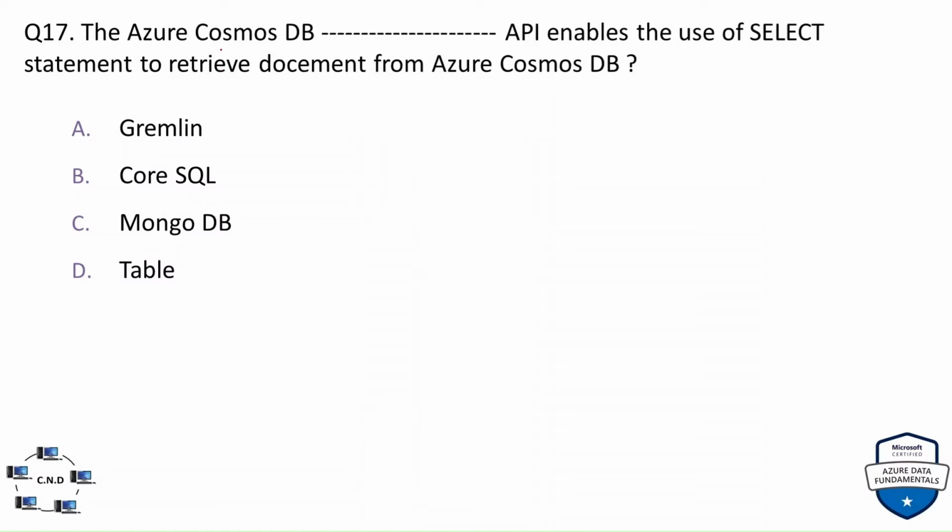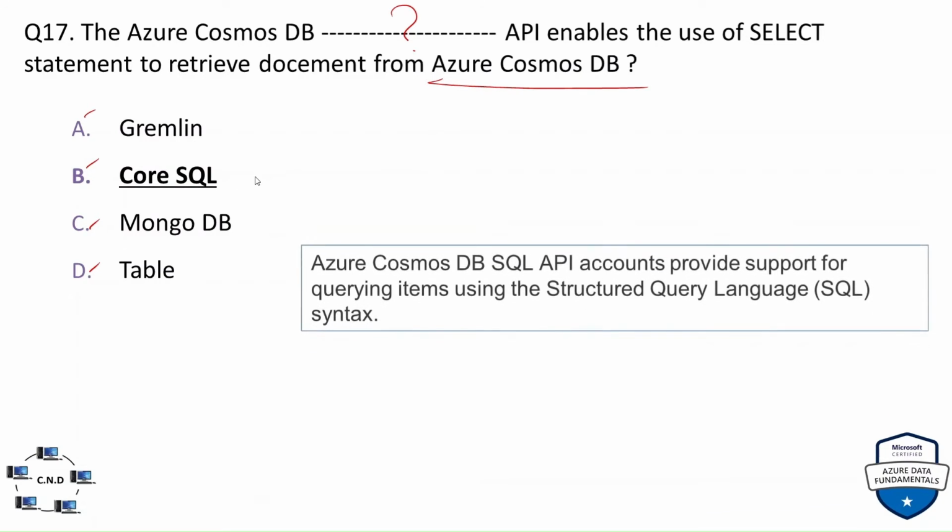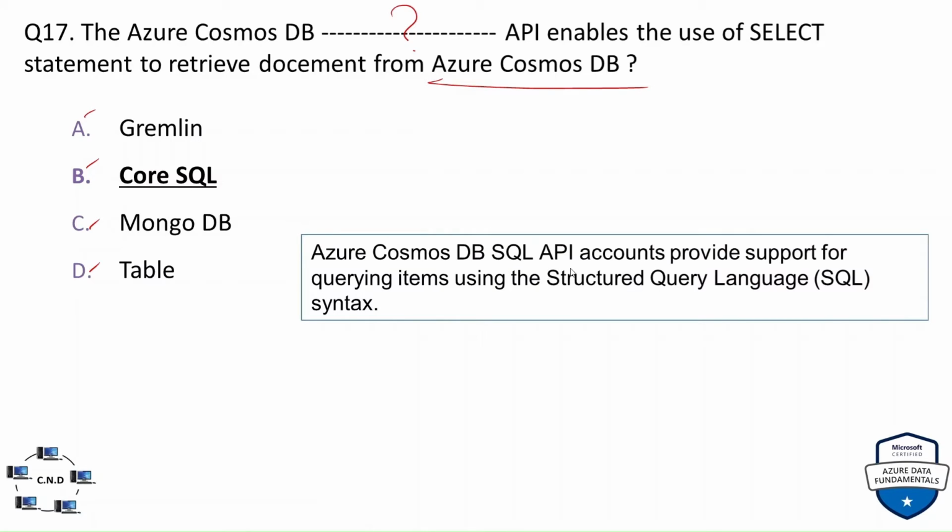Question number 17: what is the name of the Azure Cosmos DB API that enables the use of the select statement to retrieve documents from Azure Cosmos DB? The options are A, Gremlin, B, Core SQL, C, MongoDB, and D, Table. And the correct option is Core SQL. So the Azure Cosmos DB SQL API accounts provide support for querying items using the SQL syntax.